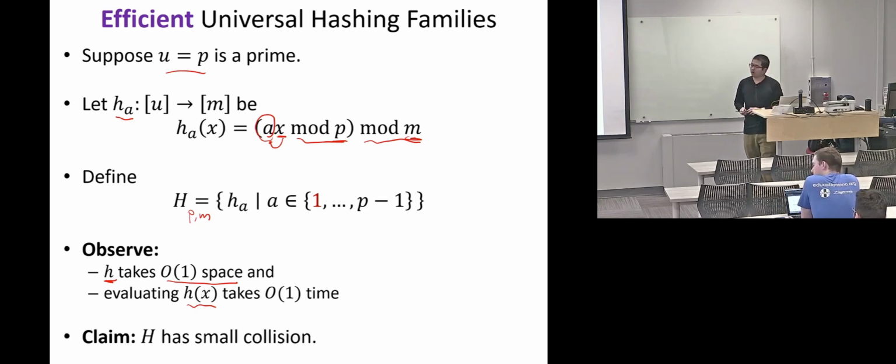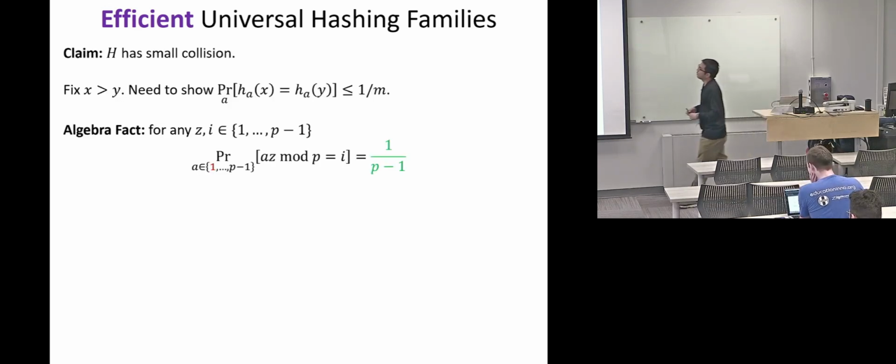Now I just need to say that the family has the small collision property. It means that for any different x and y, let's say x is more than y, I need to talk about different elements, because if they are the same number, they must map to the same place for sure. But for different x and y, I need to show that when h is sampled from the family, that is, I choose a randomly, then they collide with small probability.